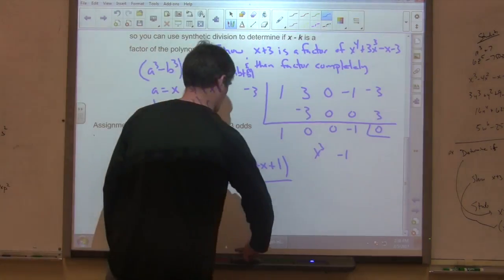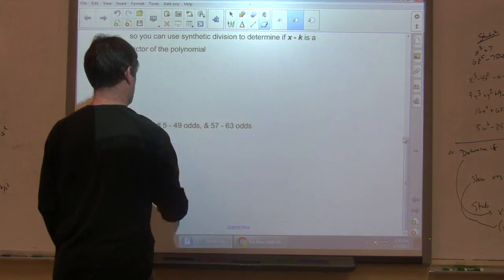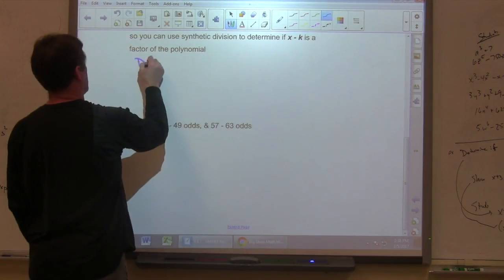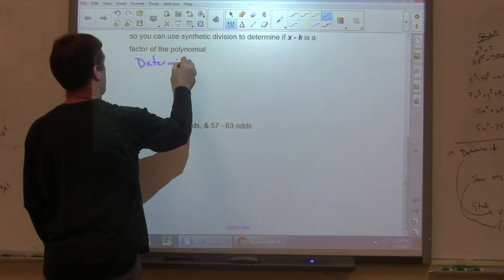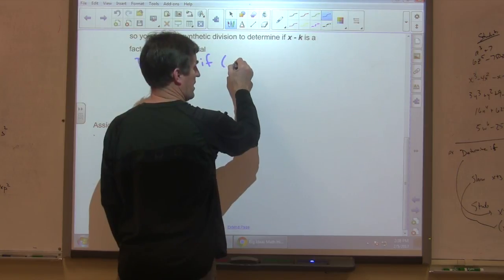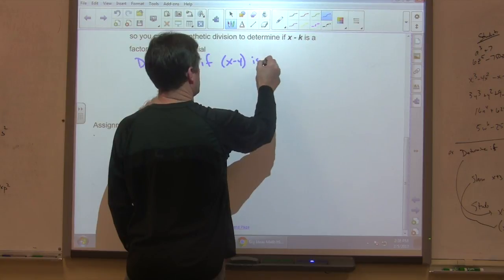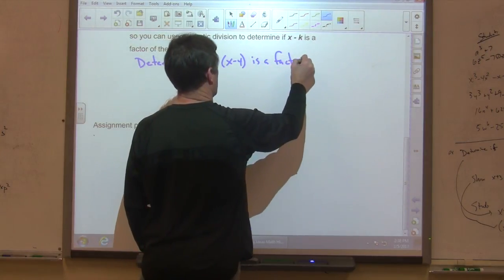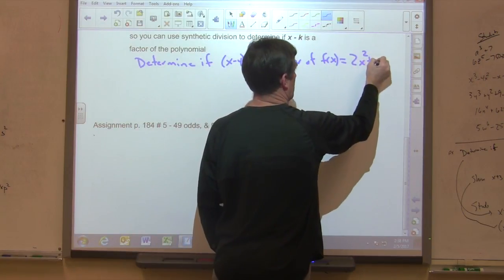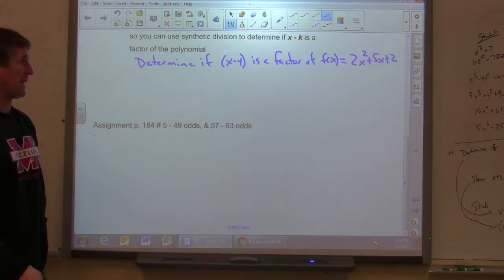So let's have you guys try this. So again, the one type they're going to do is determine if x minus 4 is a factor of f of x equals 2x squared plus 5x plus 2. So go ahead and try that one. Pause it here, come back and check.